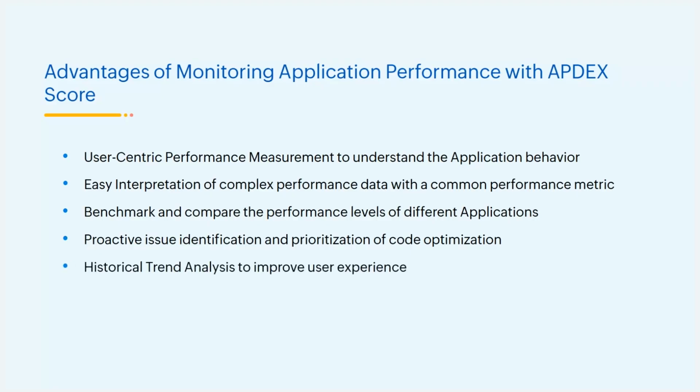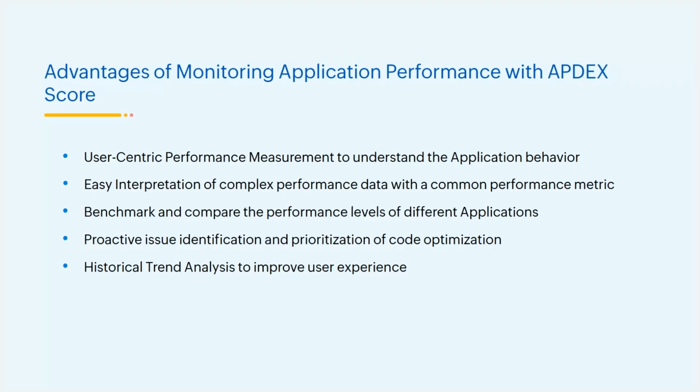The fourth one is proactive issue identification and prioritizing of code optimization. When the performance falls below the acceptable level, the AppDex score will help you identify the critical transactions with low scores. It will highlight the areas for code optimization. Alerts are triggered, enabling quick issue identification and improving the key transactions that impact user satisfaction as well.